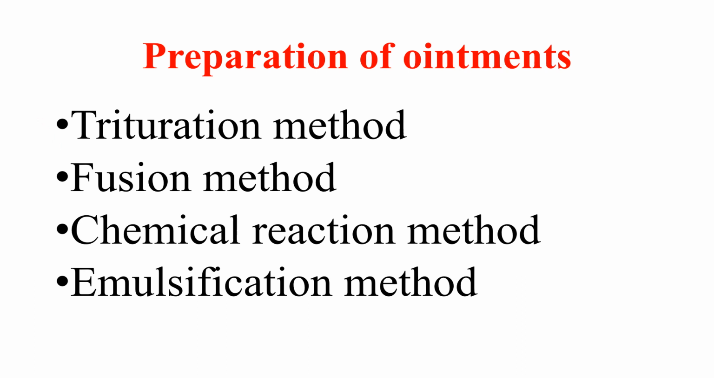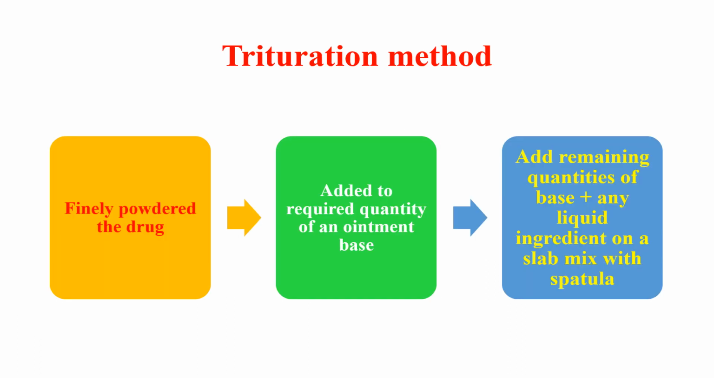These include number 1, the trituration method, number 2, fusion method, number 3, chemical reaction method, and number 4, emulsification method. What are the 4 methods? Trituration method, fusion method, chemical reaction method, and emulsification method. Now, what is this trituration method? As the name indicates, triturate, mix.